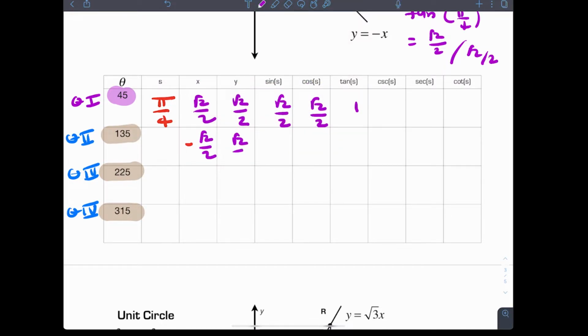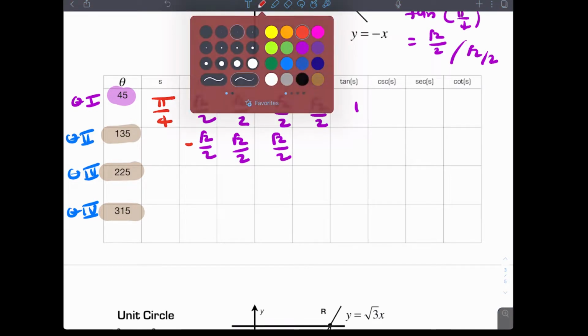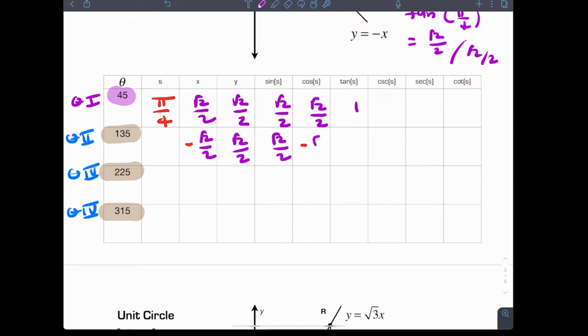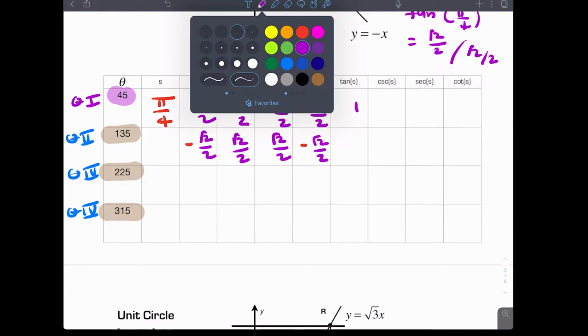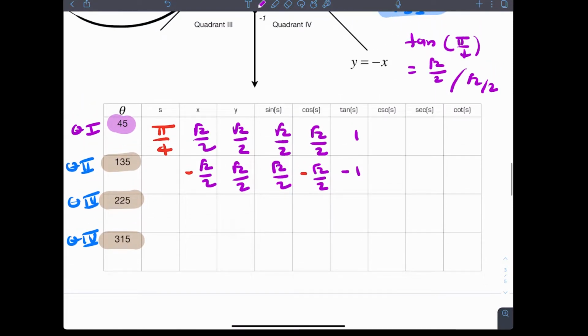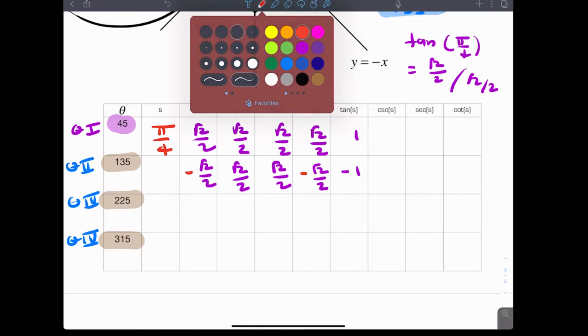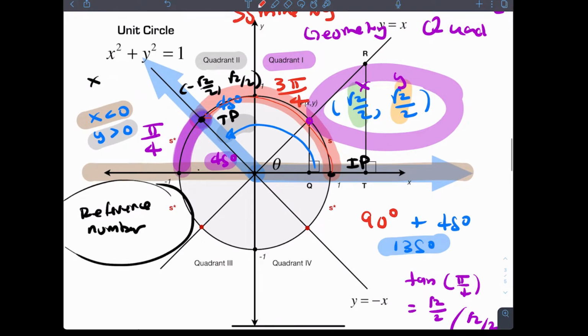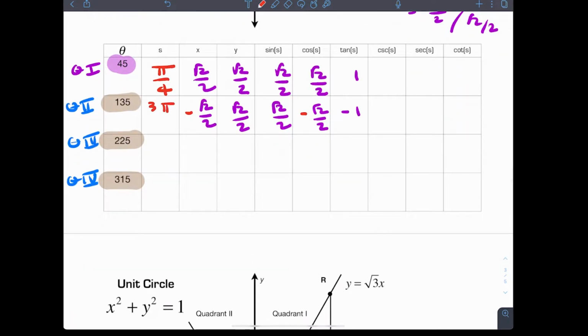Y is what? Positive. So sine, was that the X or Y coordinate? Cosine was the X coordinate, so it's negative. What's tangent going to be? Negative 1. Because y over x for tangent, this is now for 135, ladies and gentlemen. And then the arc length, we already said here was 3 pi over 4, I guess? Yeah. And of course, you can find cosecant, secant, cotangent as well.